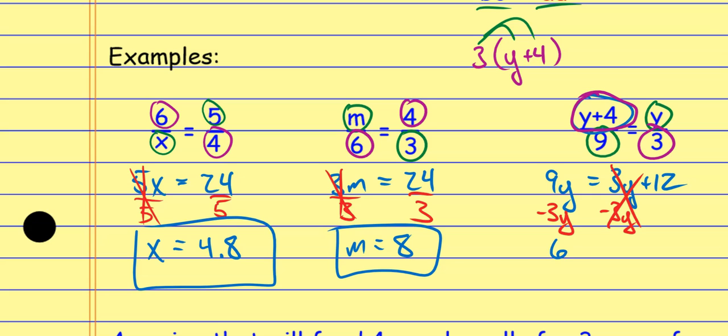So over here, I get a 6y. Over here, that cancels. I get a 12. Now I can finish solving this thing. To undo multiplying by 6, I divide each side by 6. Okay? So y equals 2.